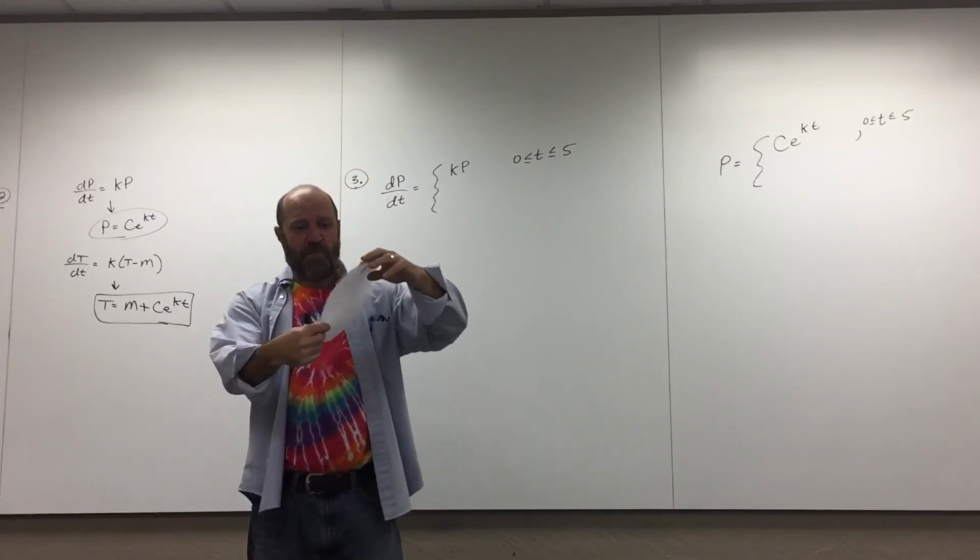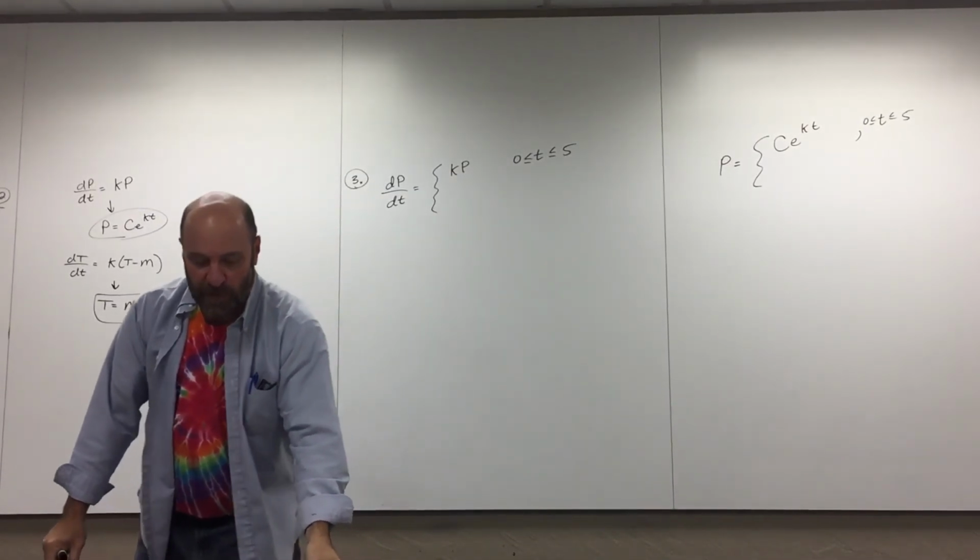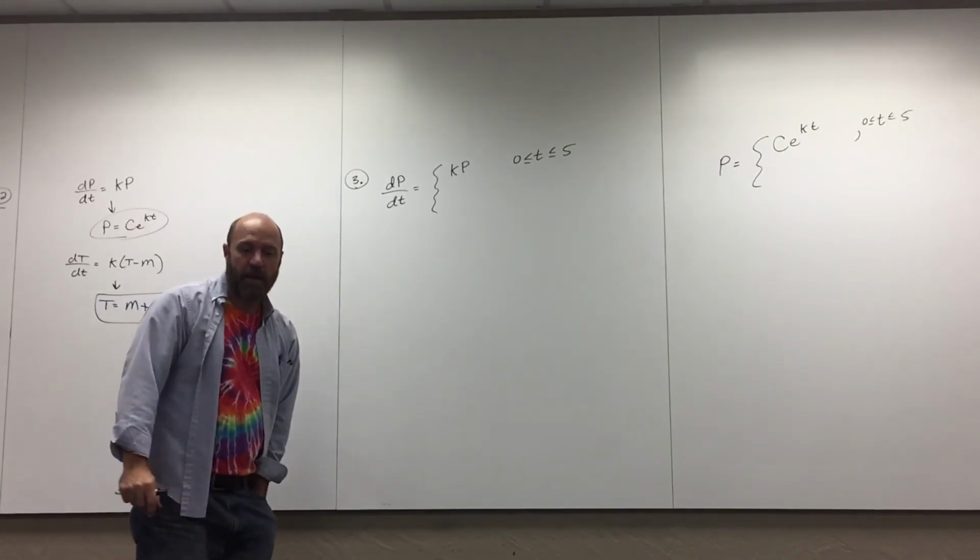By the way, we're working on number 3 on the back of this sheet. It's a good little population problem. Number 3 on the back of this sheet I gave you the other day.